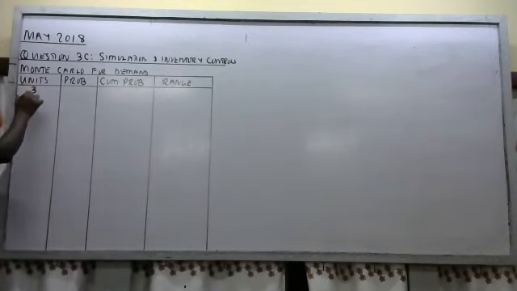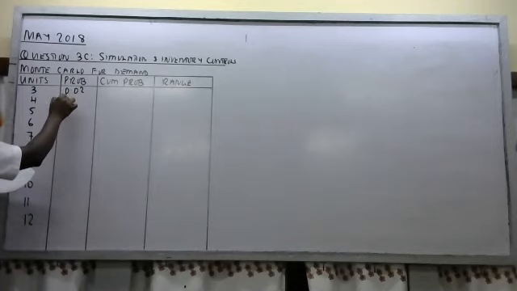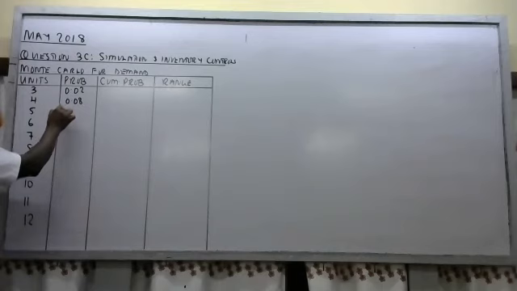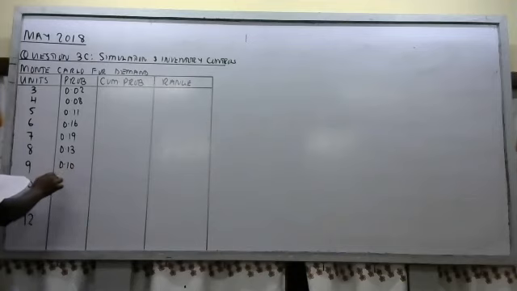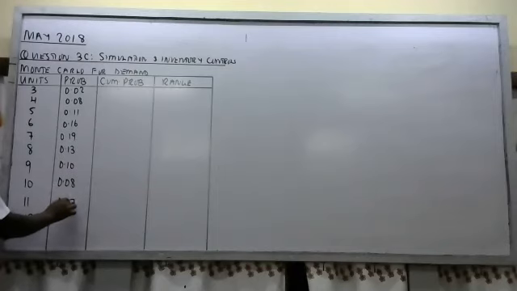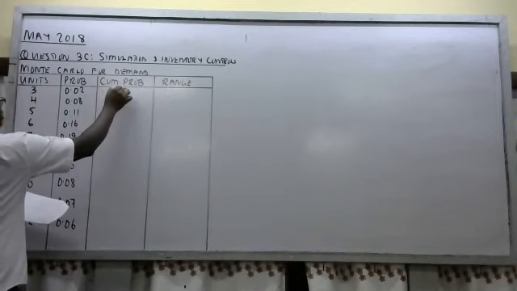So the units are 3, 4, 5, 6, 7, 8, 9, 10, 11, 12. The probabilities are 0.02, 0.08, 0.11, 0.16, 0.19, 0.13, 0.10, 0.08, 0.07, 0.06.